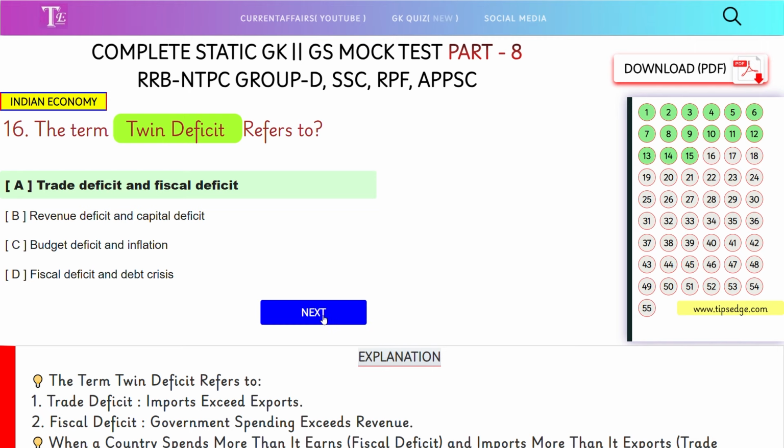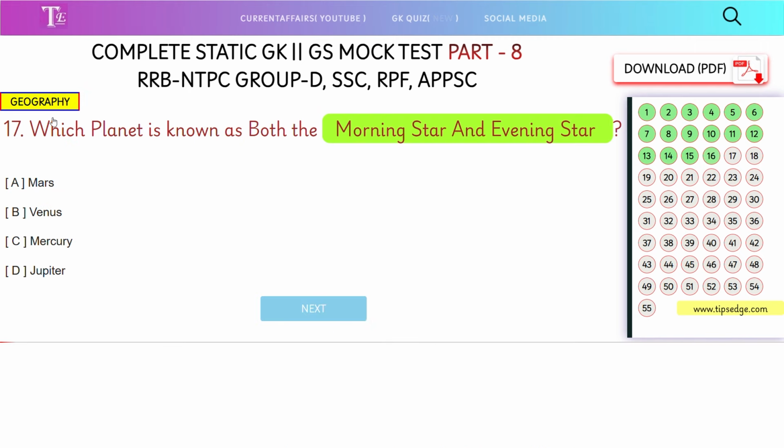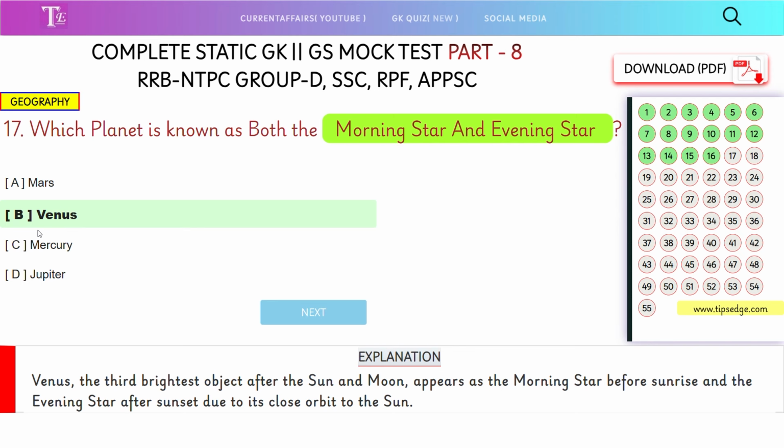Now moving to the 17th question. Which planet is known as both the morning star and evening star? Answer: Venus.